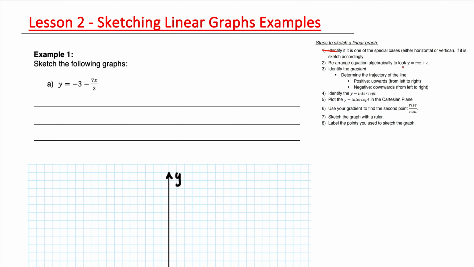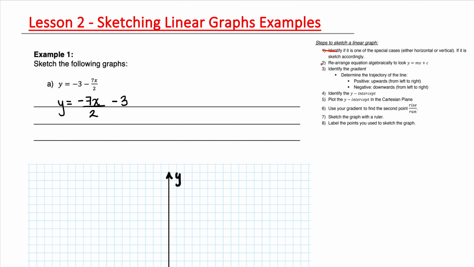Rearrange the equation algebraically to look like y equals mx plus c. Does it look like that? Some of you might say, not exactly, because we usually have the x first. If you want to rearrange it, you can. You don't need to, because the only difference is that it has the constant first. But I'm going to rearrange it just to make it very clear. So I have y is equal to negative 7x divided by 2, take away 3. When you're doing this, be very careful with your signs, because that's going to be crucial, okay?